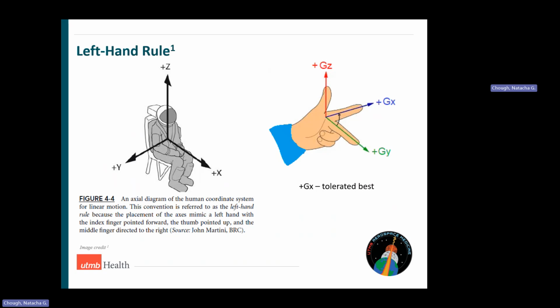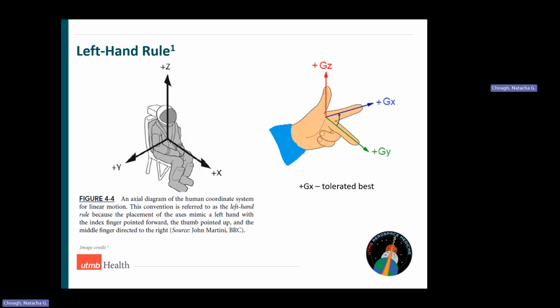The thumb represents positive Gz. It's pointing up. The index finger represents positive Gx. It's pointing forward. And the middle finger represents positive Gy. It's pointing to the right. These are all in relation to your body as the human subject experiencing the Gs. Knowing that those are the positive directions, the opposite directions are negative. So down represents negative Gz, backwards represents negative Gx, and to the left represents negative Gy.